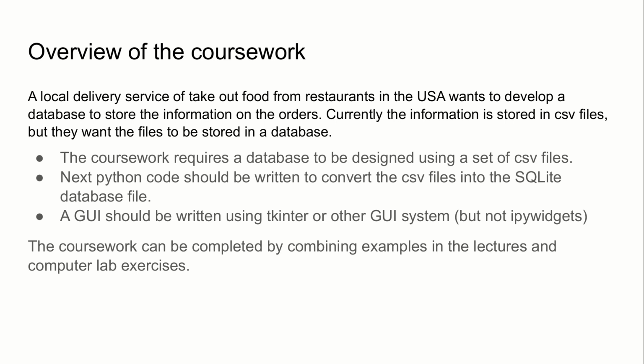First, you want to design a database from the CSV files and various design decisions. Then you should go on to writing Python code to convert the CSV file into an SQLite database file. And finally, once the database is set up, you should write a GUI to include the manager, print the histogram and do simple statistical analysis. You've seen bits of examples of this in the lectures and the computer lab exercises, so it's really just an issue of combining all those things together.